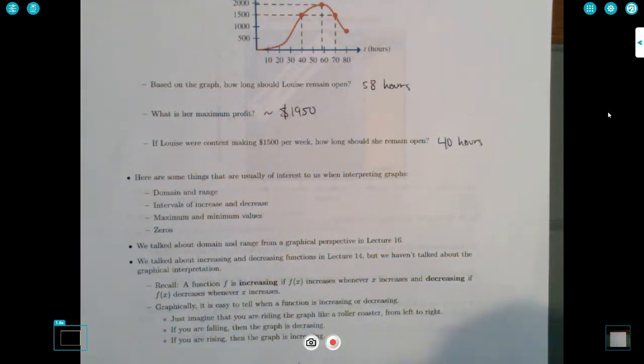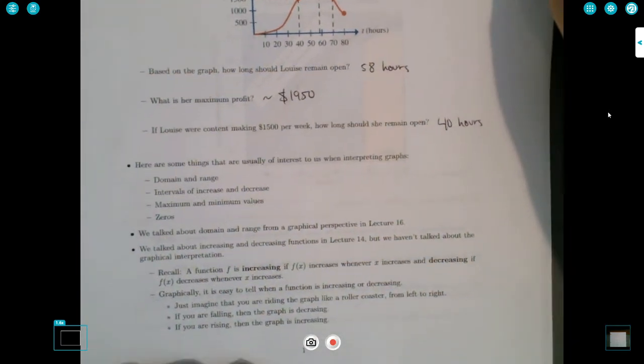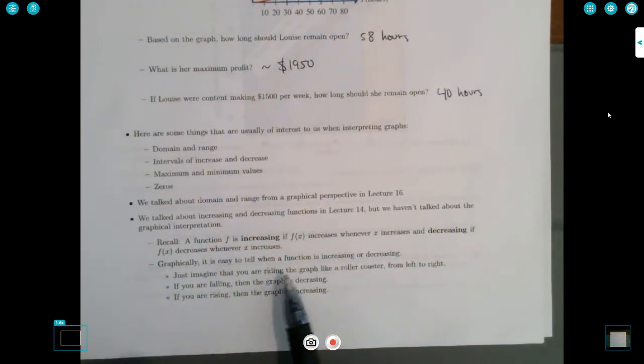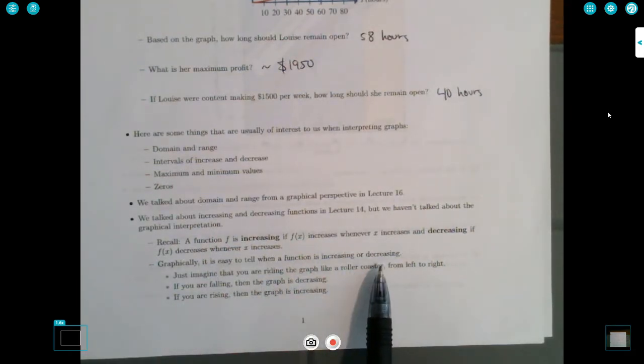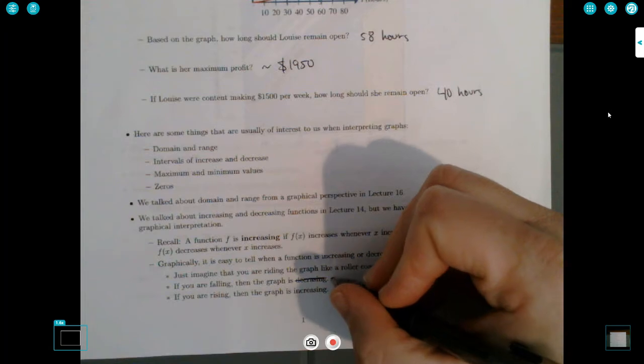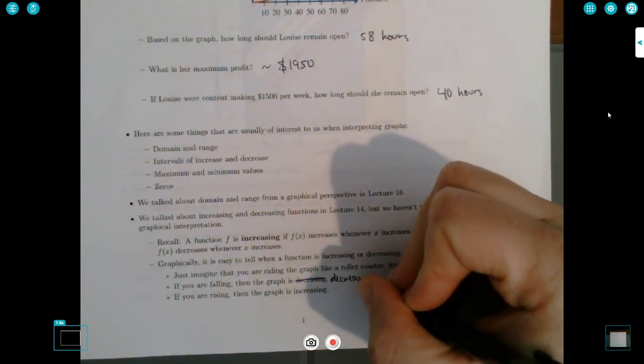If you're looking at a graph of the function, then it's even easier, right? It's easy to tell when a function is increasing or decreasing graphically. All you have to do is imagine that you're riding the graph like a roller coaster from left to right. Okay? If you're falling, then the graph is decreasing. That should say decreasing. Right? So if you're falling, then you're decreasing. If you're rising, then the graph is increasing.